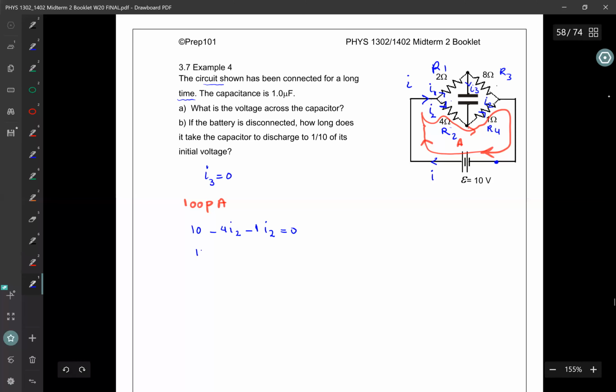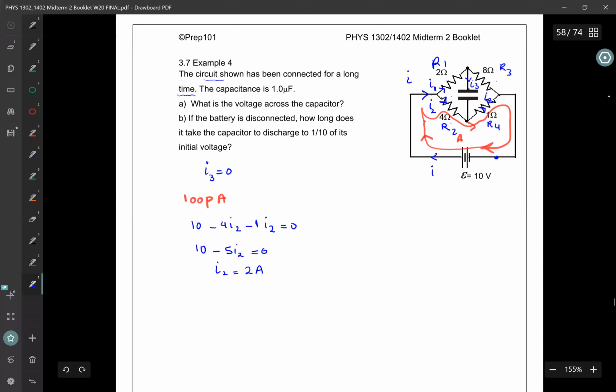Now, this equation is quite simple. Collect the like terms, minus 5 I2 equals 0. Isolate for I2. I2 is equal to 2 amp. Now I have found I2, then I want to find I1.